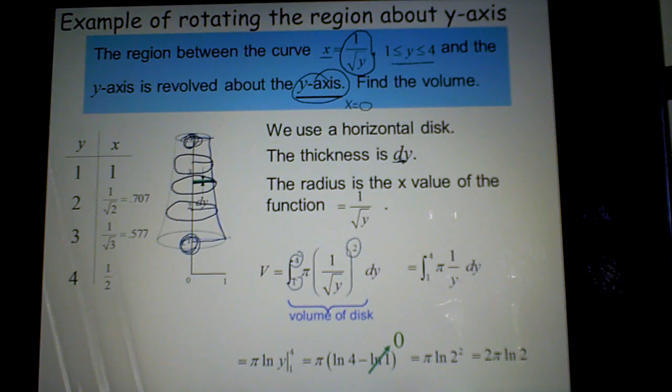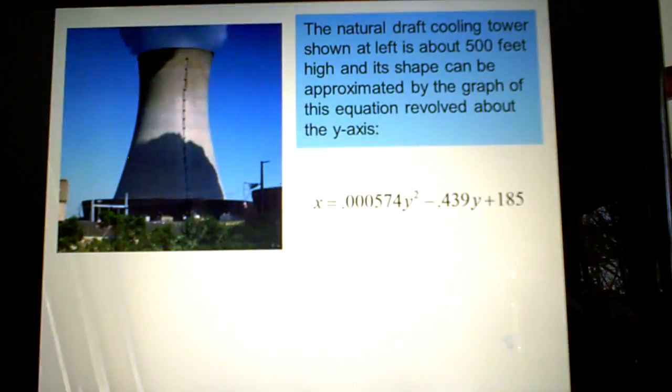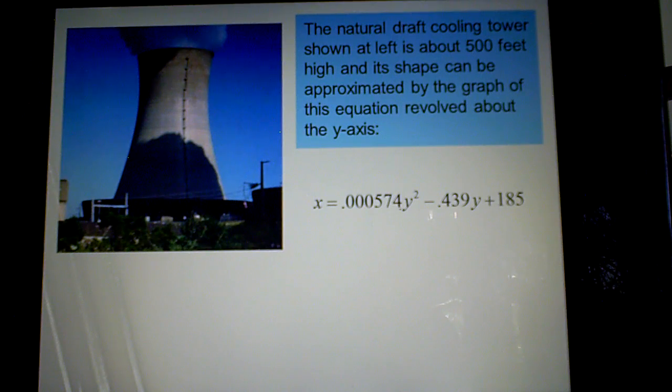If I was using my calculator, you can type in 1 over x, because the calculator is not going to let you do the y here, and you're going to get the same answer, I promise.